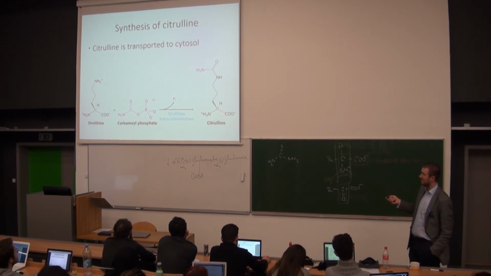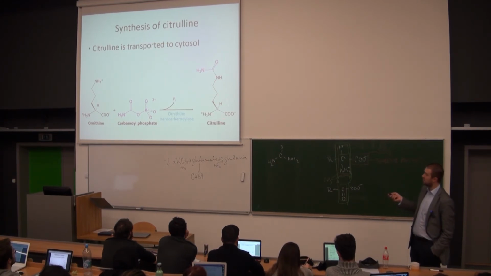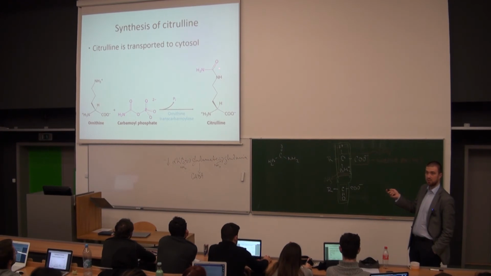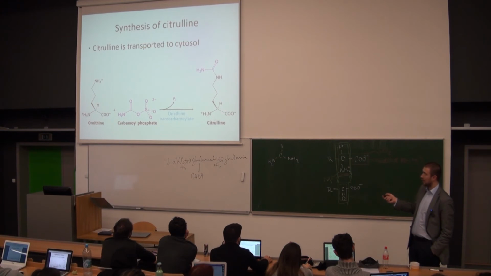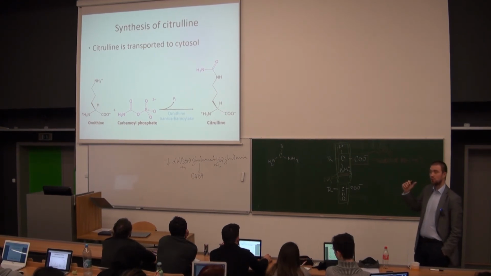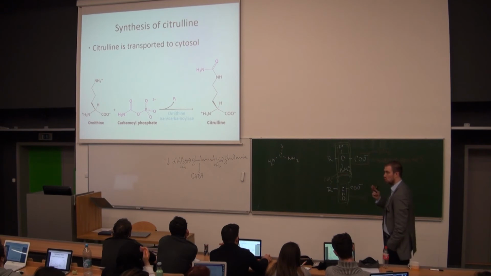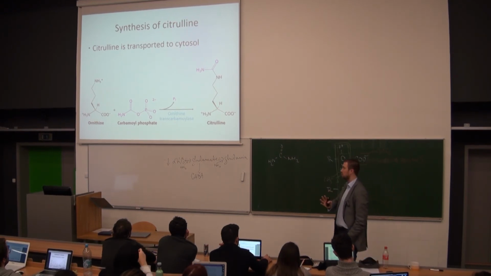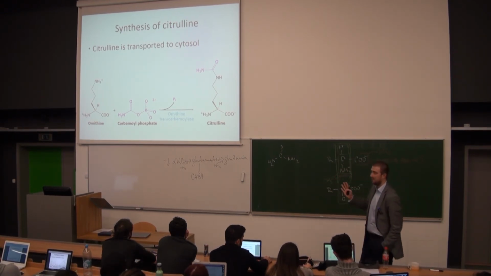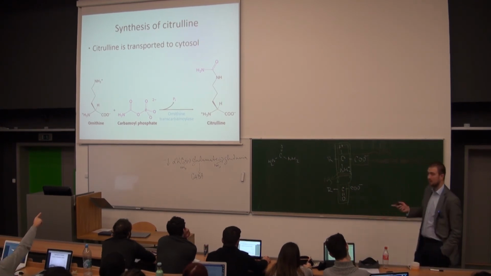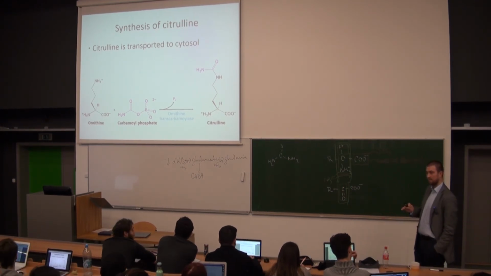So citrulline has 6 carbon atoms. It has 3 nitrogens inside, and the difference from arginine is here. For here you should have the nitrogen. So do you understand how this reaction proceeds? This citrulline, you in the next step transfer into the cytosol. So the place where you shift from mitochondria into the cytosol, that's the level of citrulline. Any question? No.